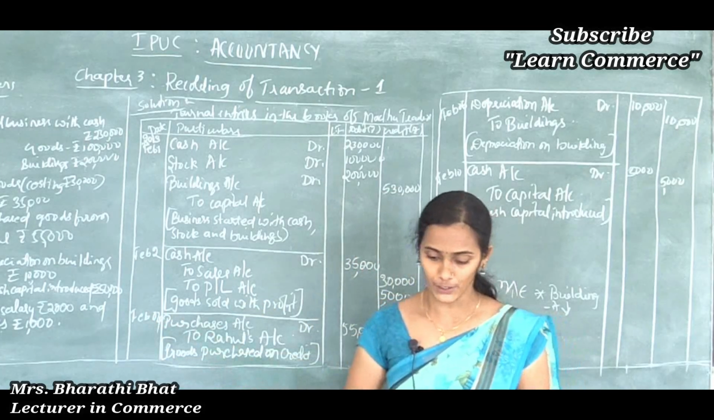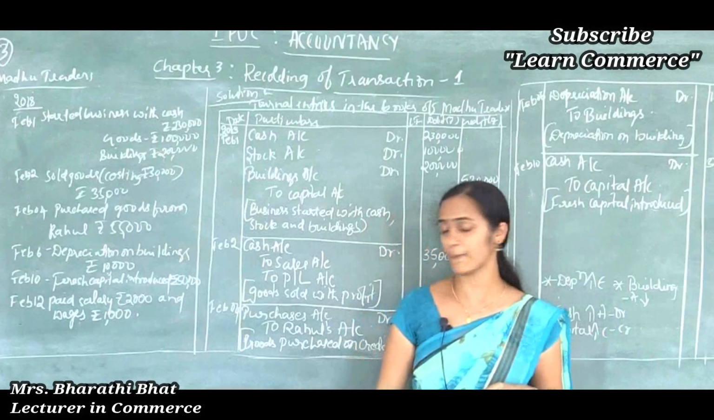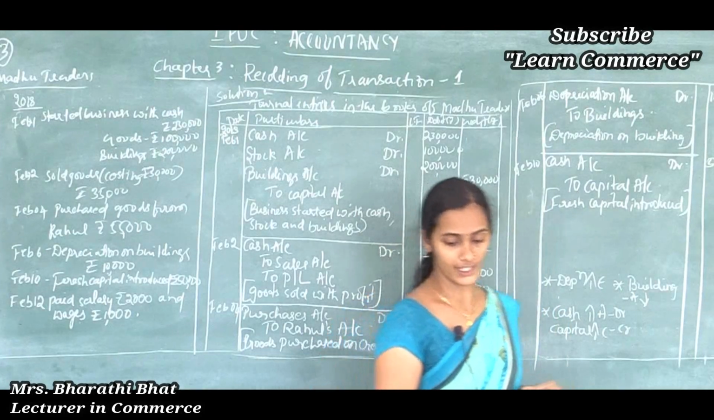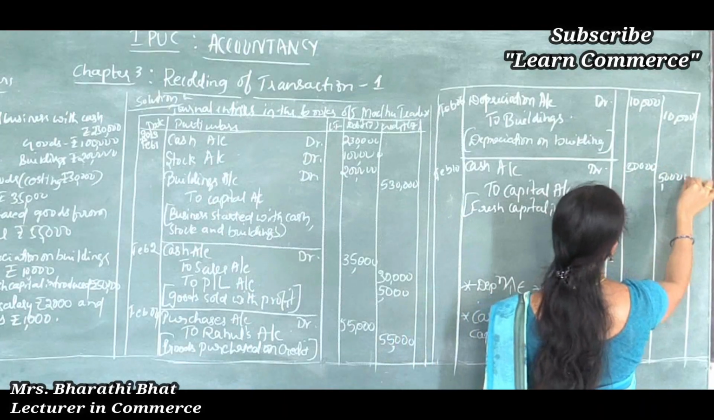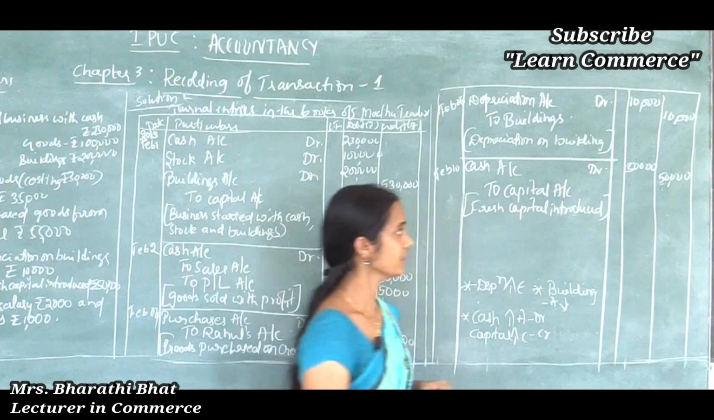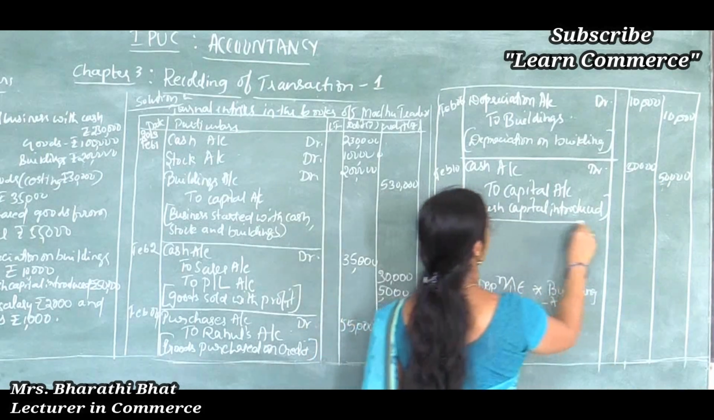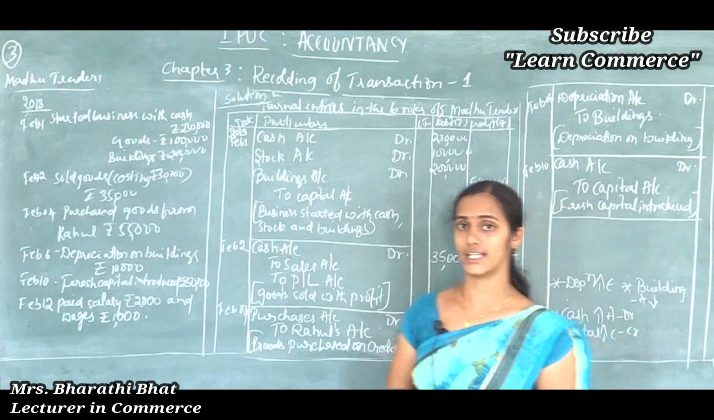The amount is 50,000. It is not 5,000, it is 50,000. The last one also relates to a compound journal entry.